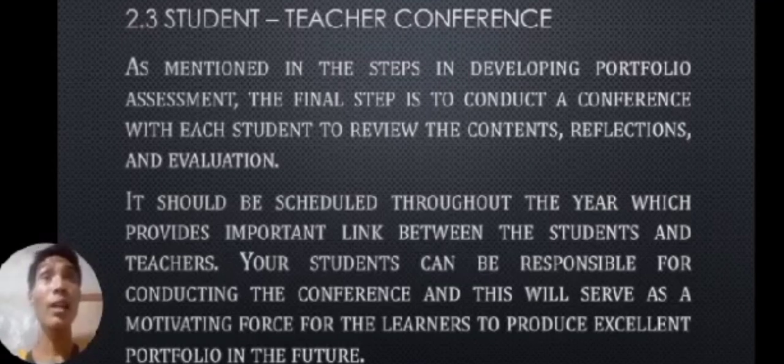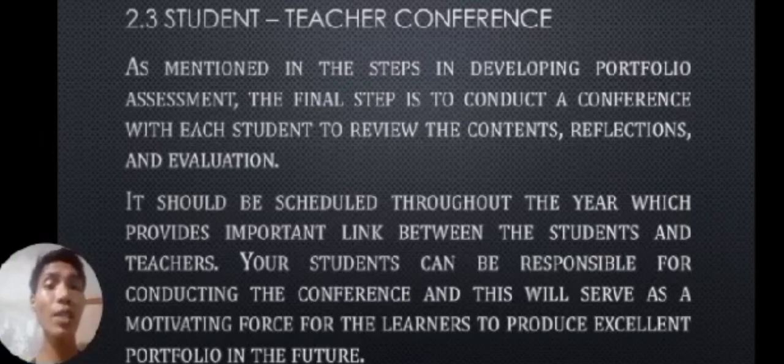Tawagon nimo nga mo-conduct mo conference kamong duhara para makabalo sila ilang mga kulang, unsay ilang mga wala na-achieve sa ilahang instructional goals, unsay wala nila nakuha via reflections nila o wala nila na-cope up nga evaluation. It should be scheduled throughout the year which provide important link between the students and teachers. Your students can be responsible for conducting a conference and this will serve as a motivation force for the learner to produce excellent portfolio in the future.